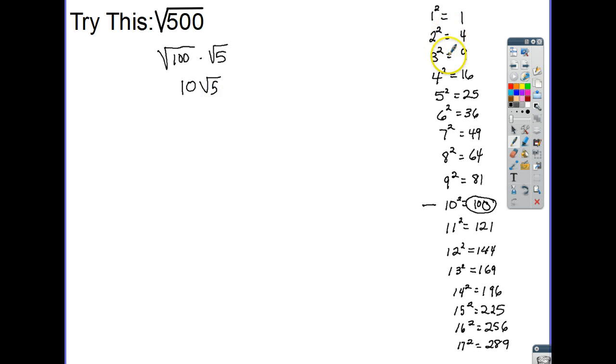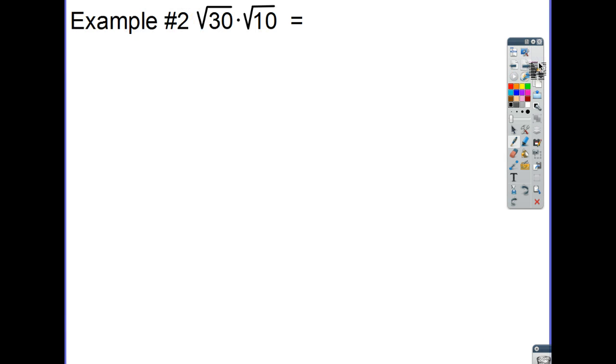So you can make this list on your paper pretty easily. Just take the integers and start multiplying them by themselves and then writing it down. That'll help you on simplifying these. Okay? All right, let's take a look at the next problem.